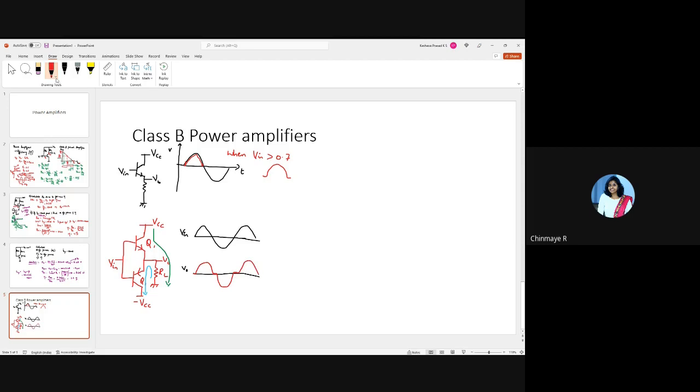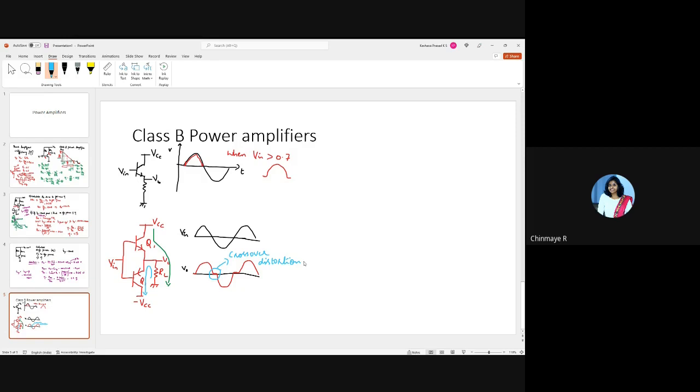So I'm sure all of you will know what this is, right? What is this called? You would have studied this in your lab. Crossover distortion. Correct. So this is called crossover distortion. The advantage is that here the amplifier is on only when the input is greater than 0.7 volts. Otherwise, this is off.